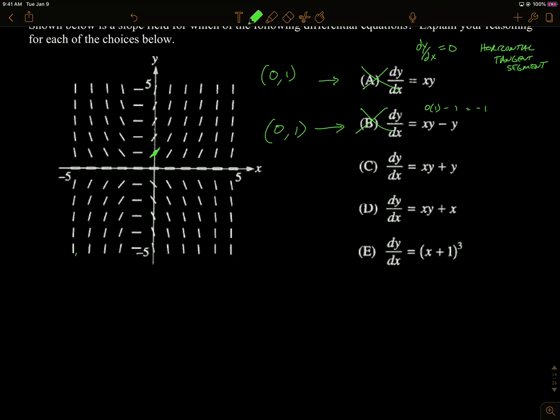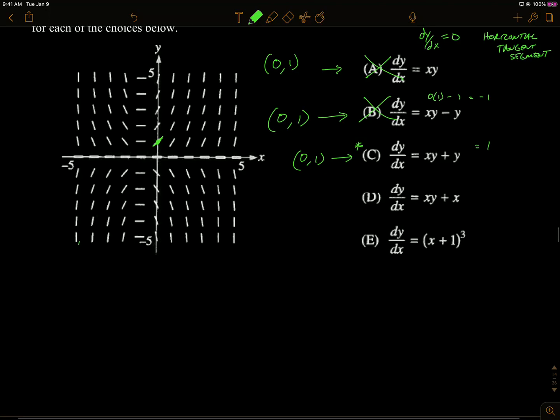For C, if I plug in the point (0, 1) and see what kind of slope I get, I get 0 plus 1. So I'm getting a slope of 1. That's a possibility. Maybe. I'm not going to cross it off. I can't tell if that slope's really 2 or 1. Now for D, if I plug in the point (0, 1), I get 0 plus 0. I'm getting a slope of 0. So then D is out, because there's no way that that slope is 0.